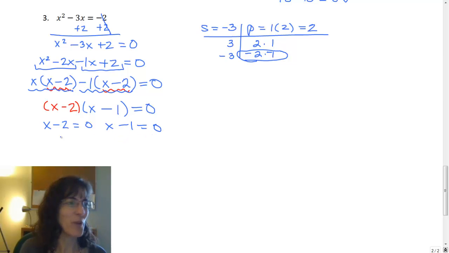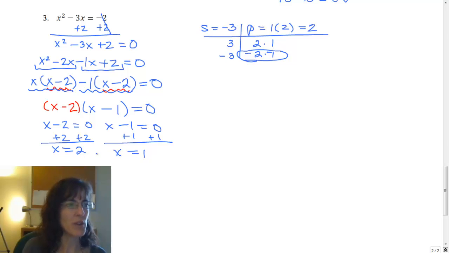Now I'm ready to use the zero factor property, set each factor to 0, and then solve your little equations. So here I'll add 2 to both sides, and I end up with x equals a +2. Here I'll add 1 to both sides, and I'll have x equals a +1. So I've got two solutions, a +2 or a +1.